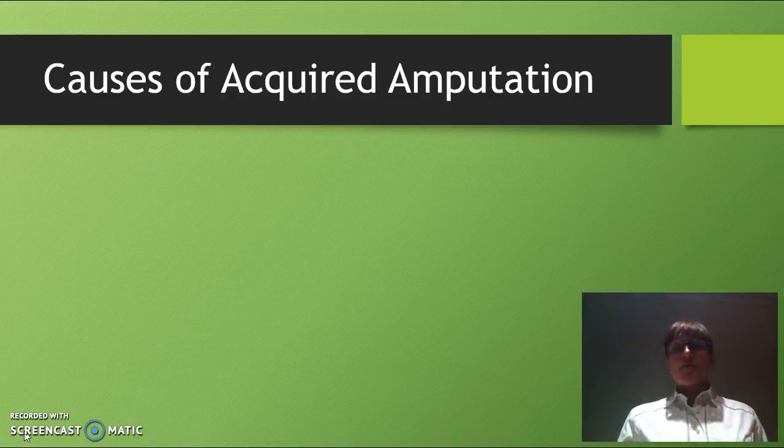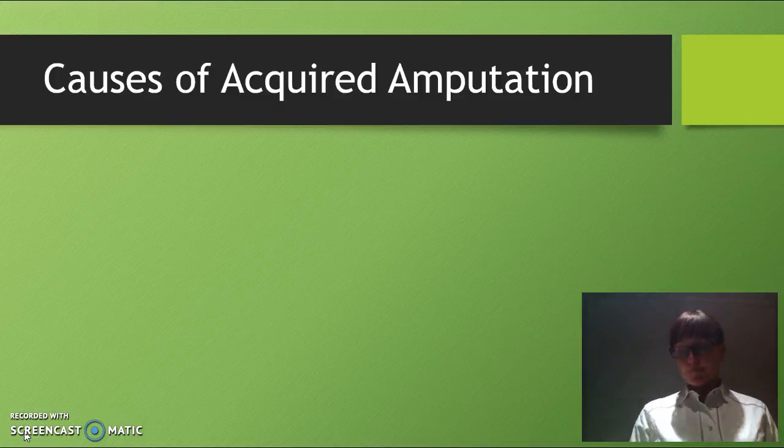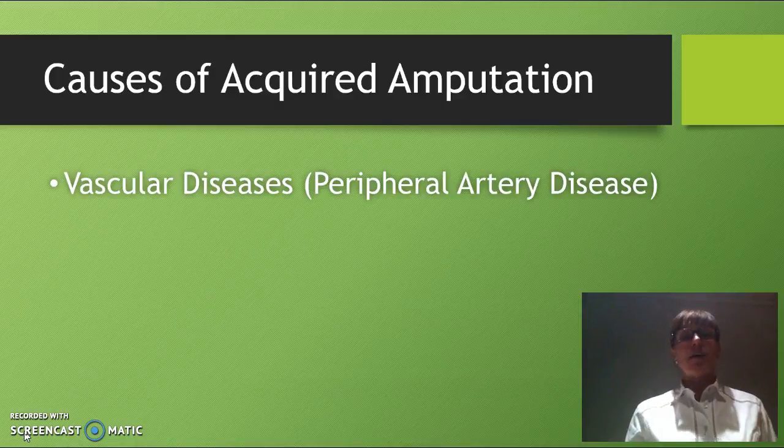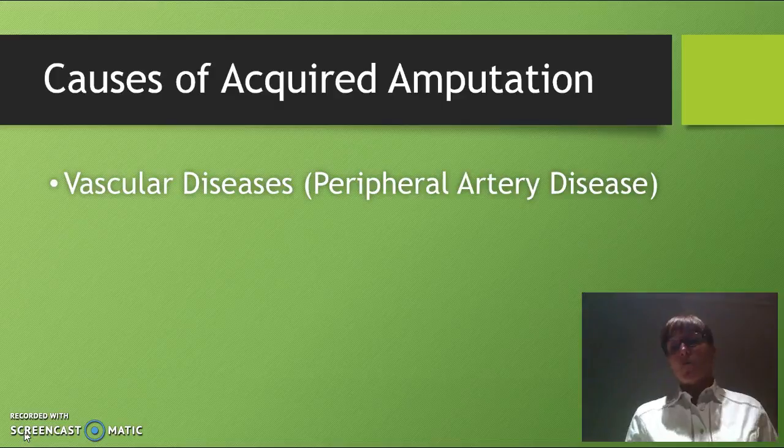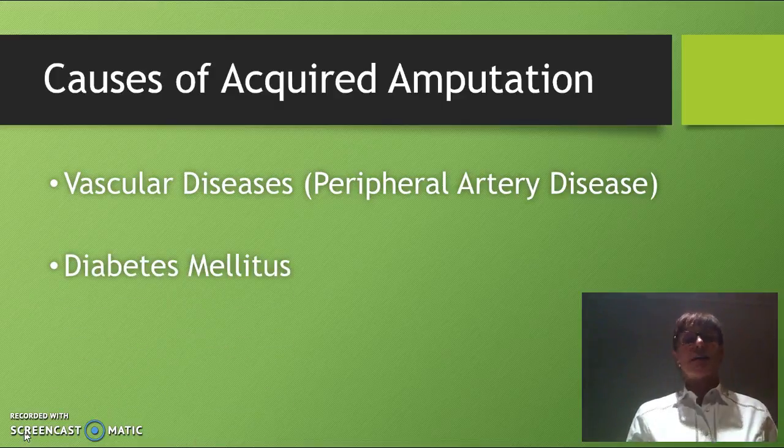I'd like to take a few minutes at this point to talk about the different causes of acquired amputation. As I stated earlier, they're obviously caused by certain types of diseases, the first one being vascular diseases. Also, most importantly would be peripheral artery disease, which is the most common type of disease that would cause acquired amputation. You also have diabetes mellitus, another really common cause of amputation.